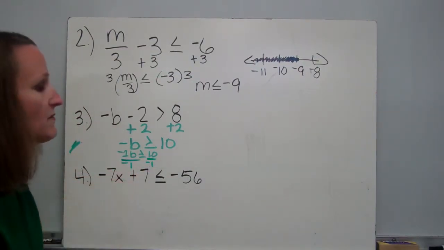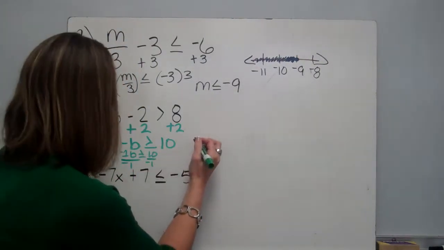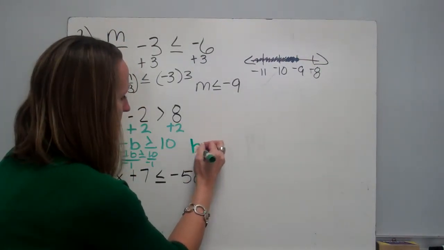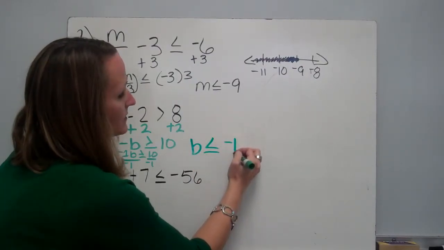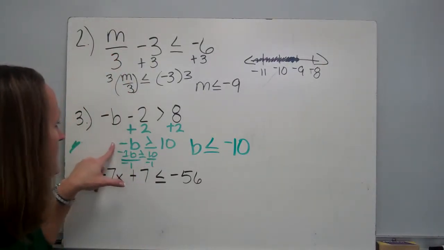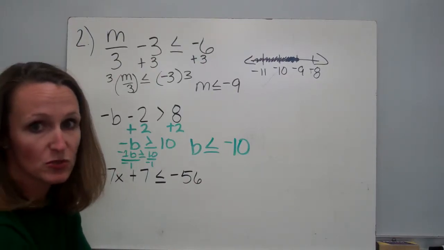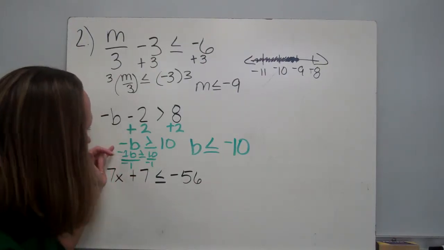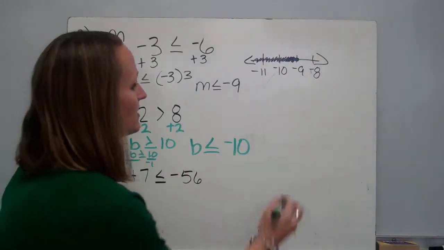And there it is. I'm dividing by a negative, so I am going to flip this time. So my answer becomes b is less than or equal to negative 10. Did you all see what I did? There was a negative variable the whole time. And remember, there's always an assumed or implied 1. So I divided by negative 1 at the end to get rid of that negative in front of my variable.